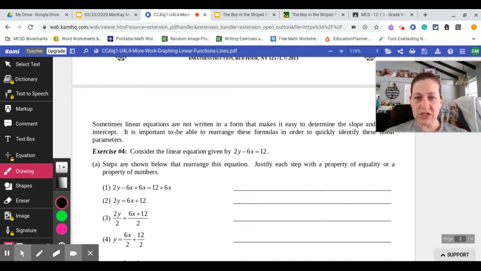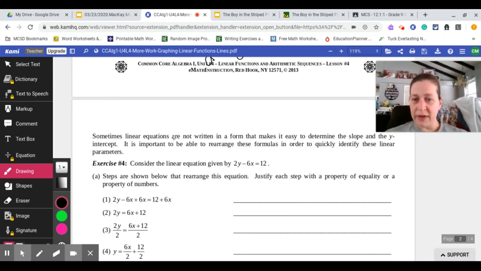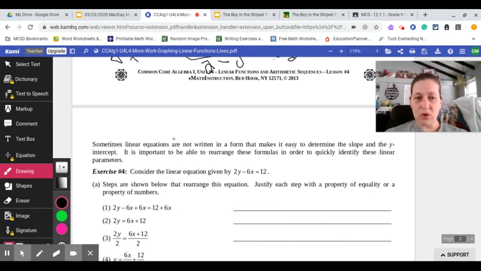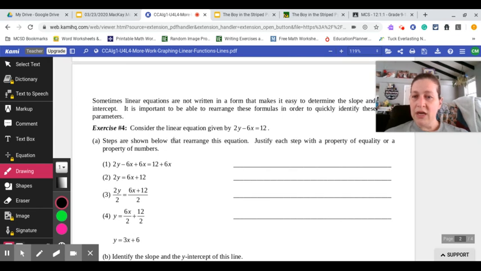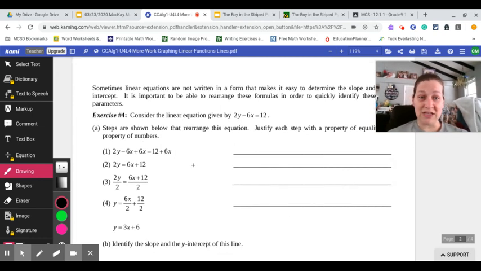It says sometimes linear equations are not written in a form that makes it easy to determine the slope and the y-intercept. It's important to be able to rearrange these formulas in order to quickly identify these linear parameters. Exercise 4. Consider the linear equation 2y minus 6x equals 12. Steps are shown below to rearrange the equation. Justify each step with a property of equality or a property of numbers. So Mrs. Cashin's asking you to go way back into your brain. What property allows us to move the 6x from this side over to this side? That would be the additive identity.